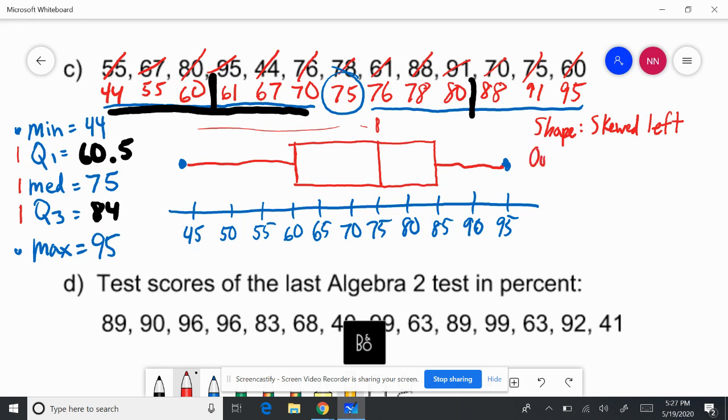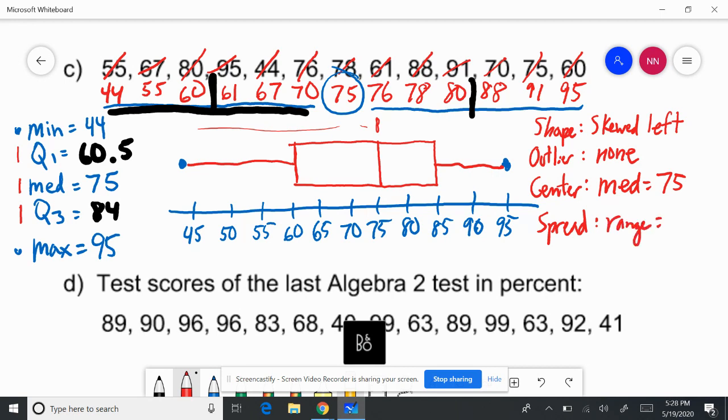Then I have outliers. There's no gaps, which we'll talk more about tomorrow. So the outliers would be none. Then we have the center, and remember we're focusing on the median because we already have the median. So the median is equal to 75. And our spread, we're going to focus on our range today. Range is the maximum, which is 95, minus the minimum, which is 44, and that right there gives us a range of 51.